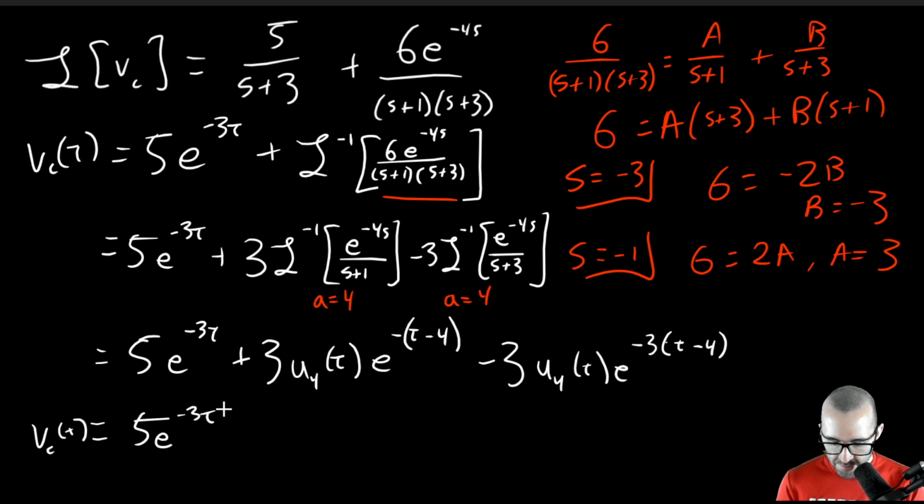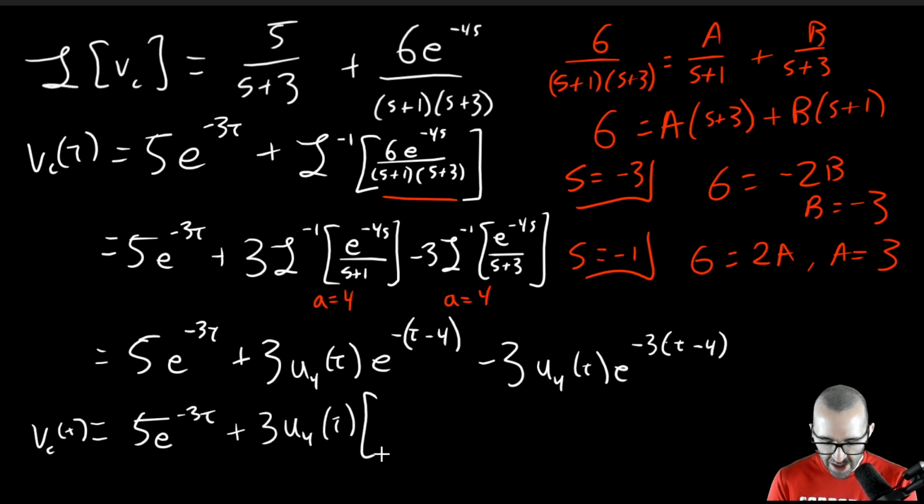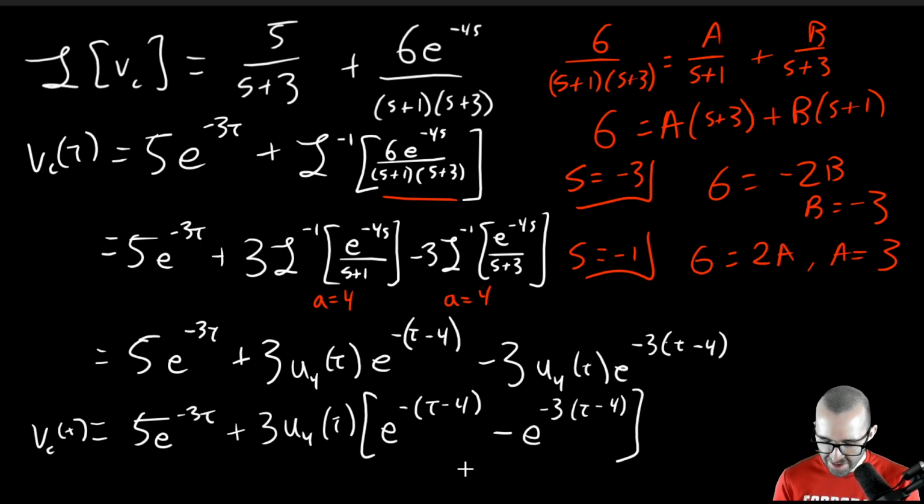5e to the -3t. Let's factor out a 3 times our Heaviside function. Notice you might want to factor out an e to the -t minus 4, but because of properties of exponents, you actually can't do that. Try to factor it out and then double check your answer and see what happens. So don't factor that part out. We're left with e to the -(t minus 4). And then minus e to the -3(t minus 4). And I don't think there's anything you can do to simplify this.